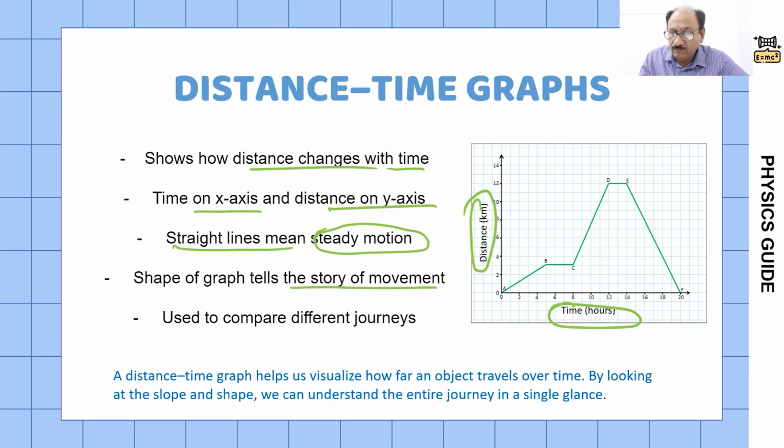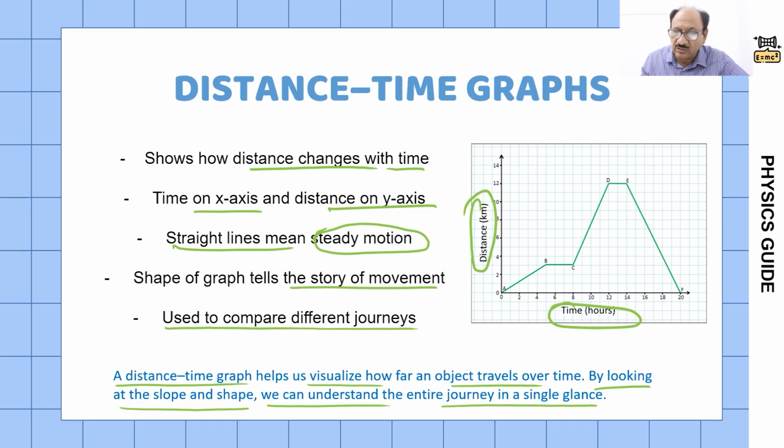So it's moving or not moving, and if moving, then it's moving with a higher speed or lesser speed, or comparatively it's slow moving, and it's moving towards the starting point. So it's also used to compare different journeys. A distance time graph helps us to visualize how far an object travels over time. By looking at the slope and shape, we can understand the entire journey at a single glance.